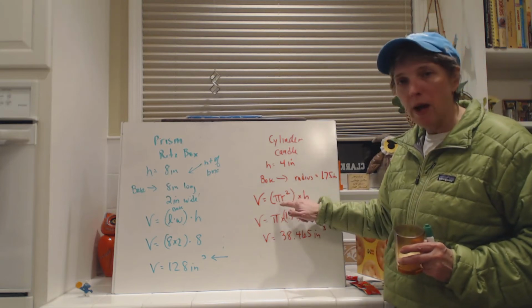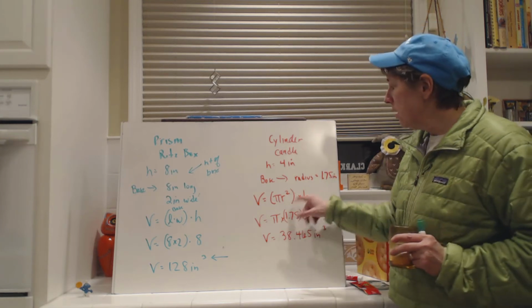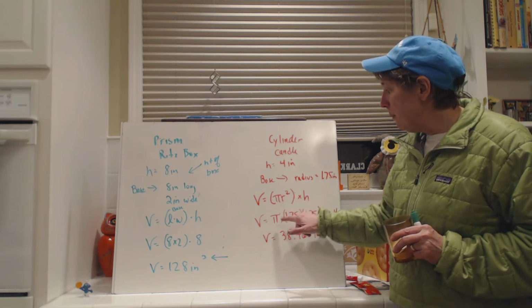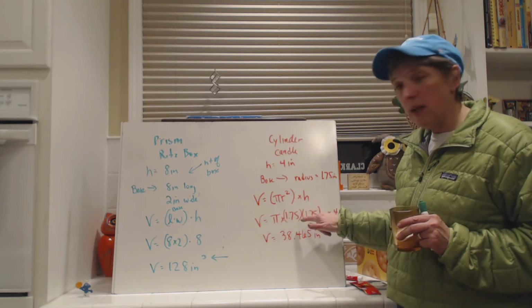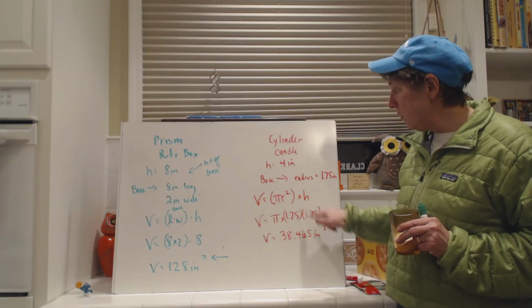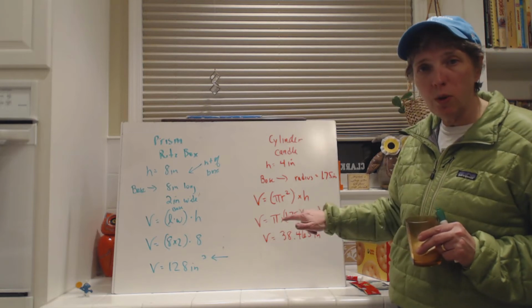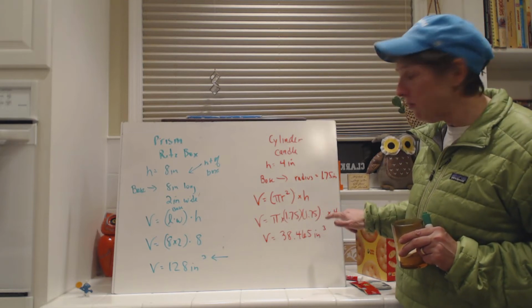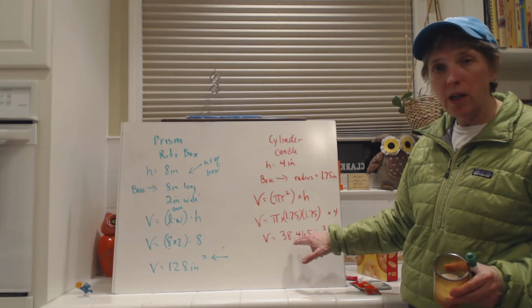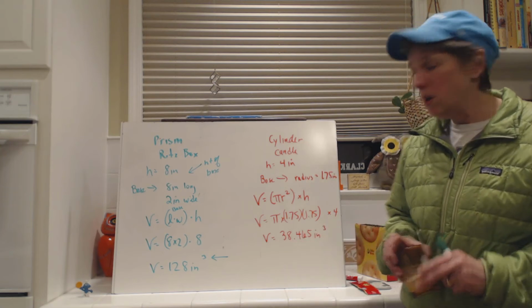So I have volume equals pi r squared, because we have to find the area of the circular base, times the height. So we have pi times 1.75 times 1.75 times 4 inches, because that's the height. You could just multiply it across, 3.14 times 1.75 times 1.75 times 4. If you have a pi button, you can use that. The volume is 38.465 cubic inches. That's all you do to find the volume.